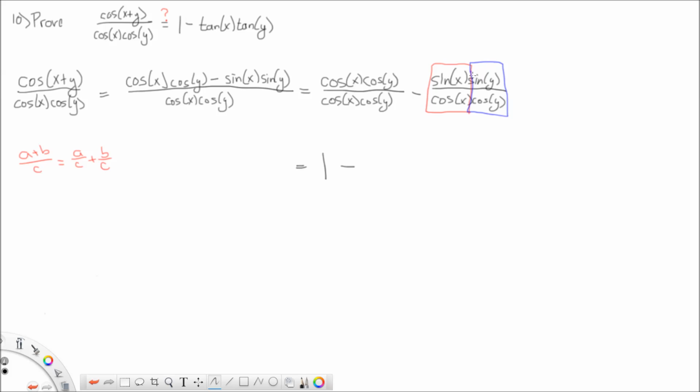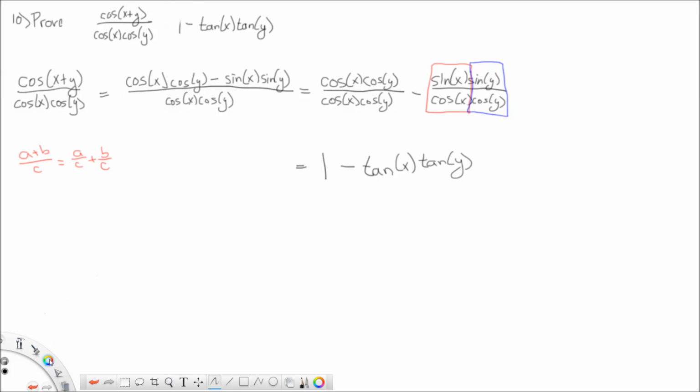Alright, well, it's technically this red piece times this blue piece. Well, this red piece is sine x over cosine x, so it's sine over cosine, which gives us tangent of the thing that's in the parentheses. And this blue piece, same idea, we have sine of y over cosine of y, so sine over cosine, again is tangent, but now it's of y, because that's what's in here. So we have 1 minus tan x tan y, which is equal to this, which is what we wanted at the beginning. So we proved this trig identity.